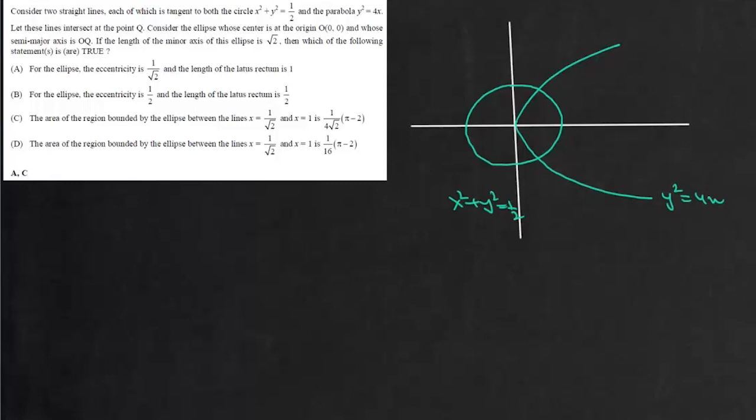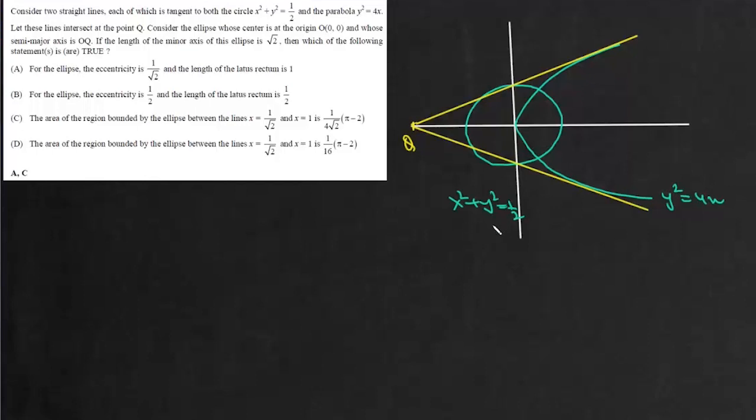Then we have a pair of tangents common to both this circle and parabola. And these lines, they intersect at this point Q. Now first we have to find this point Q.